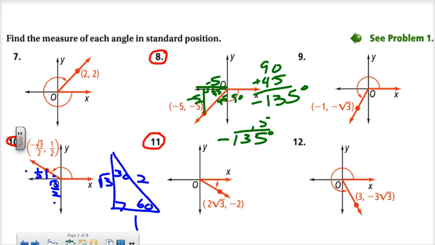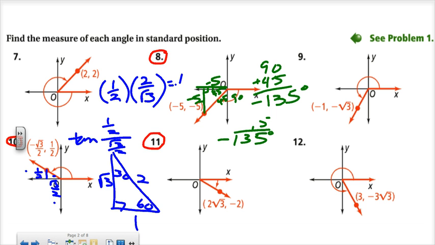So I would need the tangent of whatever angle it is to be 1/2 divided by the square root of 3 over 2. Well, we don't divide fractions, we multiply by the reciprocal, so we would take 1/2 and multiply that by 2 over the square root of 3. The 2's are going to cancel out and we'll get 1 over the square root of 3. And you have to keep in mind that this was tangent.